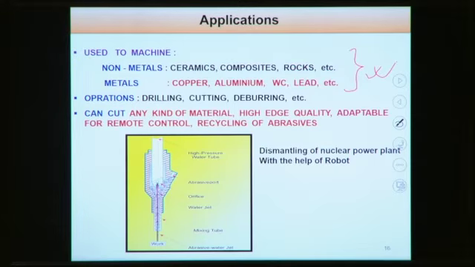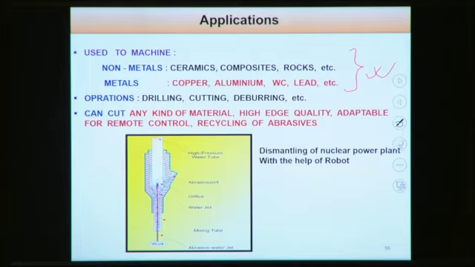Okay, so any kind of complex shape can be generated from this process. And recycling of abrasives is done in abrasive water jet machining, because the requirement of these abrasive particles is around 5 kg per minute. Okay, so maximum 5 kg per minute. Because of this high requirement, these abrasive particles are recycled in the abrasive water jet machining process.